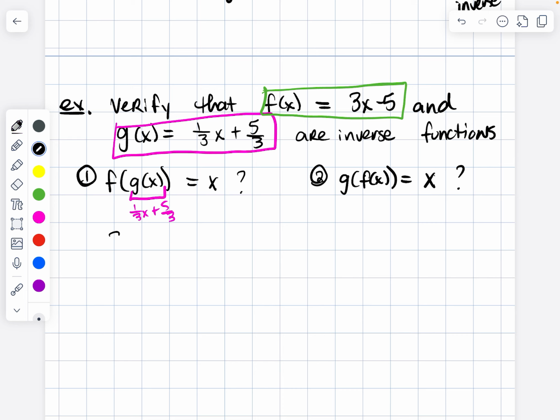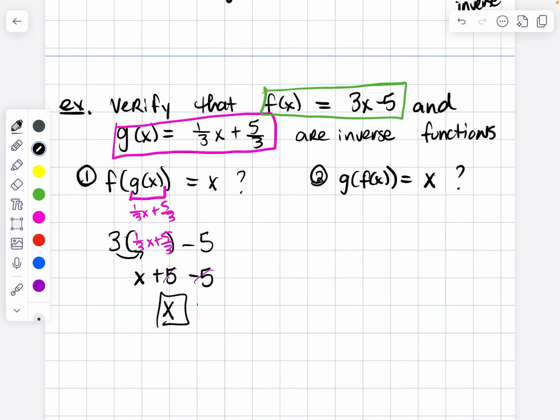And so we have 3, parentheses, minus 5. But inside of here, we're just writing the 1 over 3x plus 5 over 3. And hopefully you know about multiplying here. That 3 times a third x would just give us x. And 3 times 5 over 3 would just give us 5. Then subtract 5. Okay, we know 5 minus 5, that's 0. So we are left with x here.